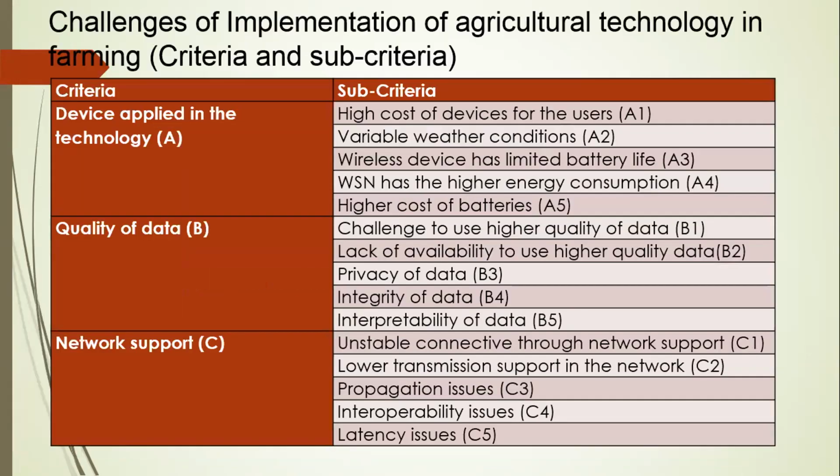See, quality of data is judged on the basis of these sub criteria. That is, higher quality of data, or lack of availability. Sometimes it's privacy of data or integrity of the data, whether the data is collected in a proper manner or not, and whether the data which is collected, we can really interpret. So all these criteria help us in understanding the quality of the data which is collected through various devices that we are planning to implement in the agricultural fields.